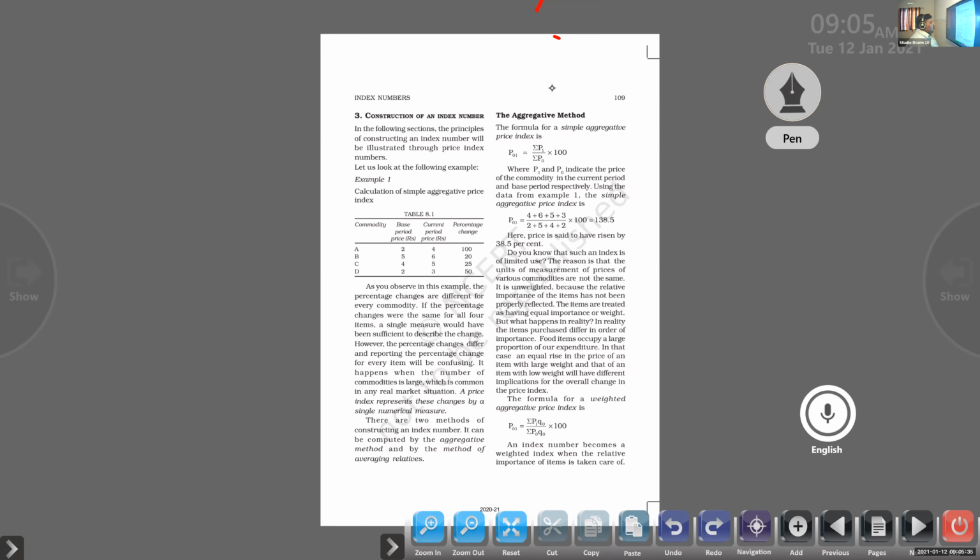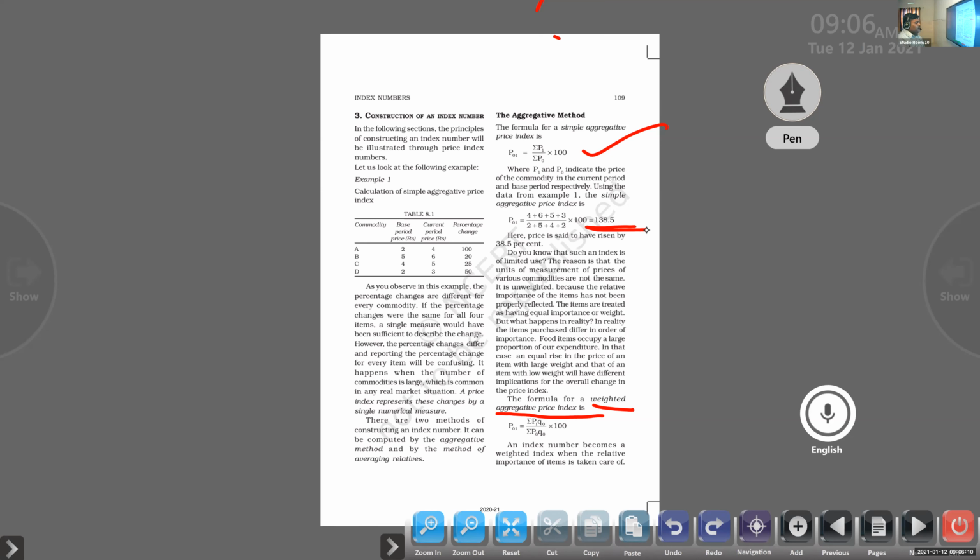So we are using another method, called the weighted aggregative price index. For that, the formula is here. P01 is equal to sigma P1 Q0 divided by sigma P0 Q0 multiplied by 100. So this is a simple aggregative method. We can use this one, but it will say the aggregate change, clear, and will not reflect the change of a single product, or we are unable to find it.